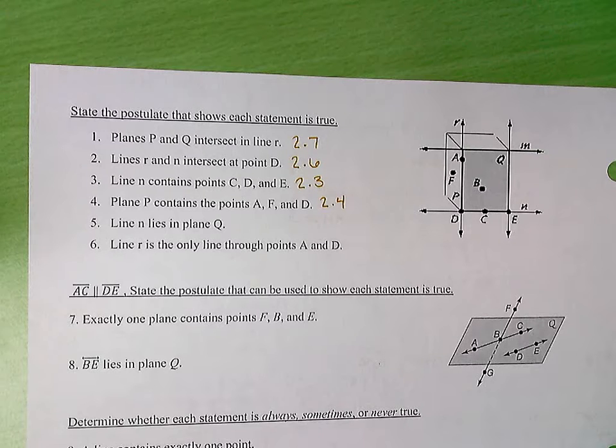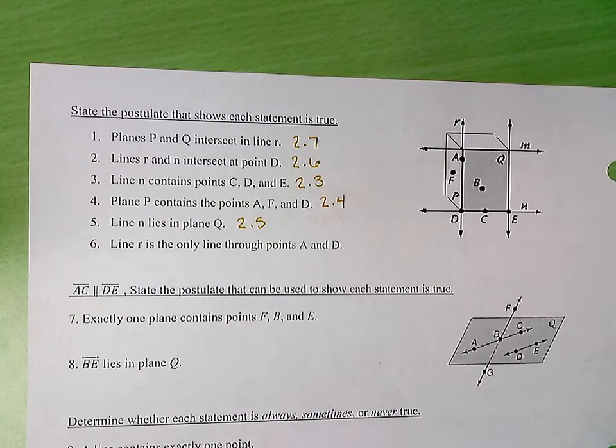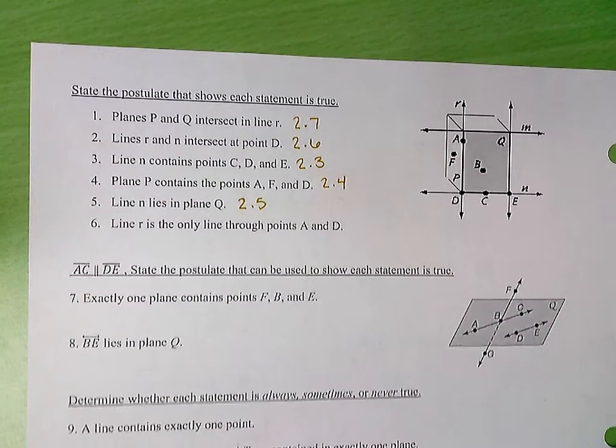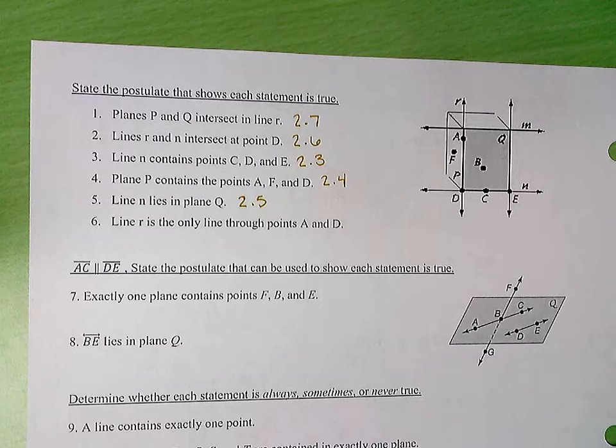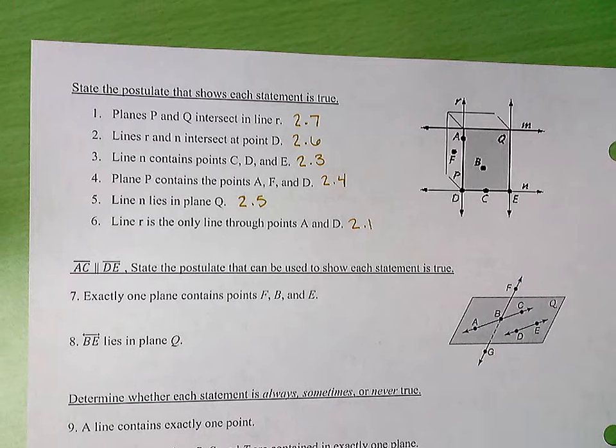Line N lies, it is 2.5. Number 6, line R is the only line through points A and D. 2.1. It is 2.1. Okay, so you have those 2 points, and there's only that one line drawn through those 2 points. That's 2.1.